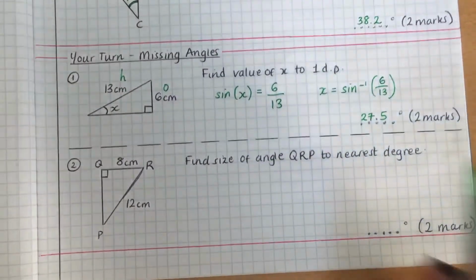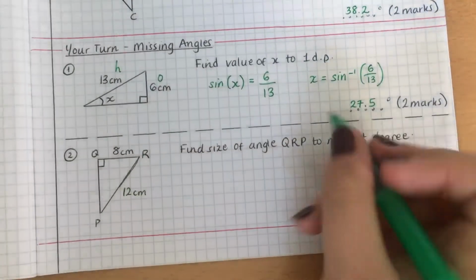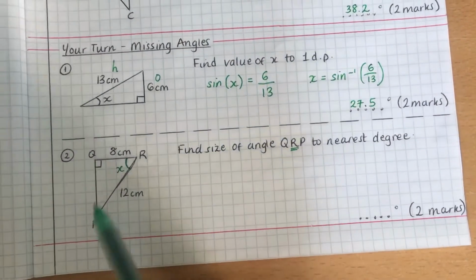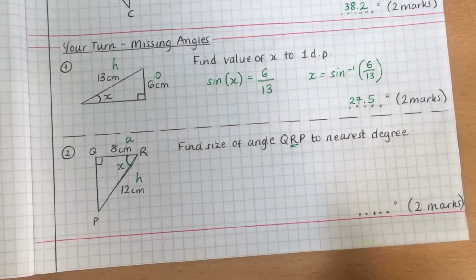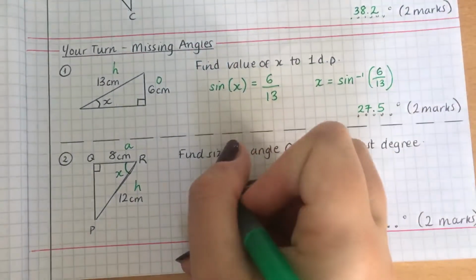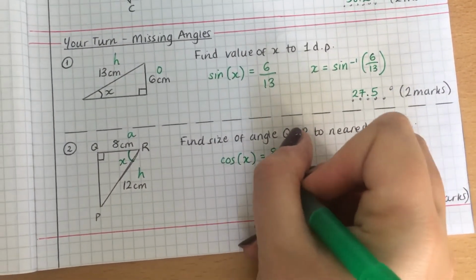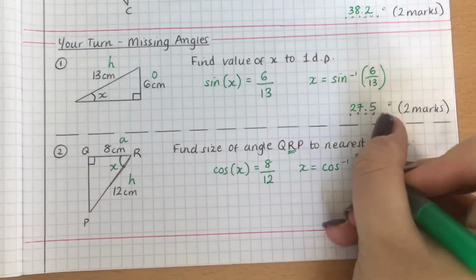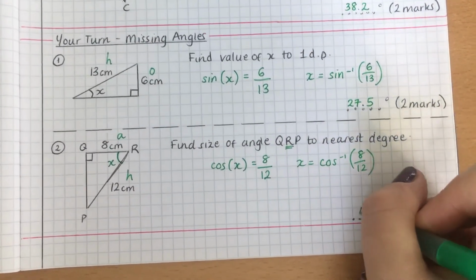And the last one, now we're looking for the size of angle QRP, so we have to label it ourselves. QRP, remember it's the one in the middle, so that's R. So we're looking for this angle here. Then we need to label our sides. 12 is the hypotenuse, and 8, because it's next to both angles, is the adjacent. So if we've got A and H using SOHCAHTOA, that's CAH. So we're using cos, so cos of the angle X equals the adjacent over the hypotenuse, 8 over 12. To get X on its own, we've got to do inverse cos, so cos minus 1, brackets, fraction stays the same. Type that into the calculator, and to the nearest degree, you get 48 degrees.